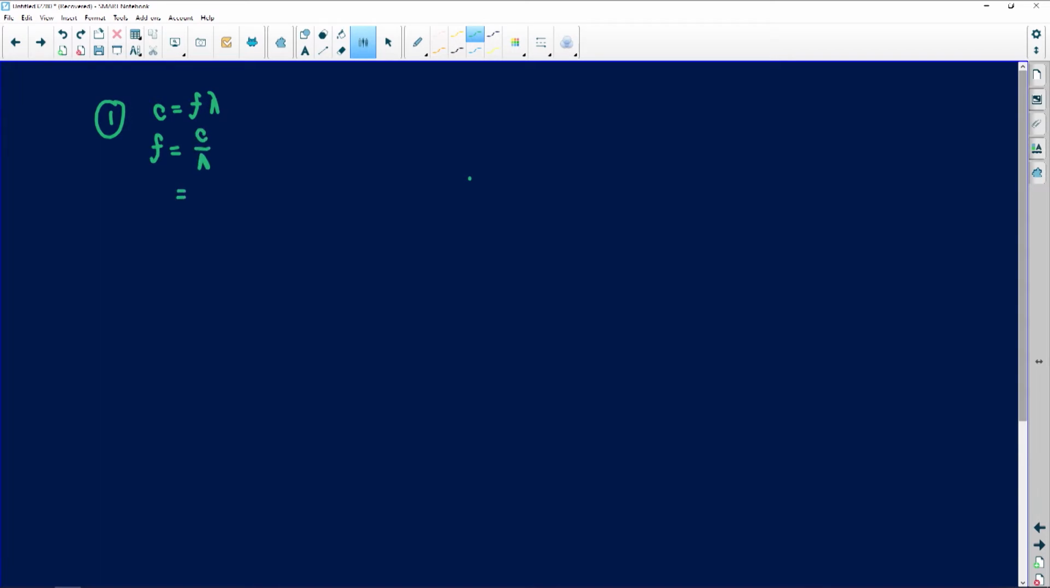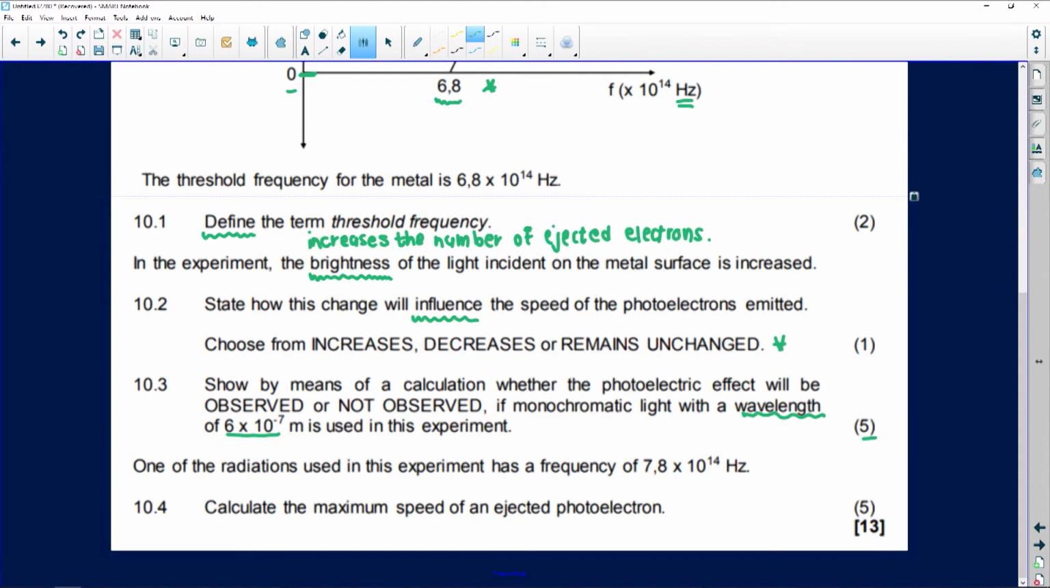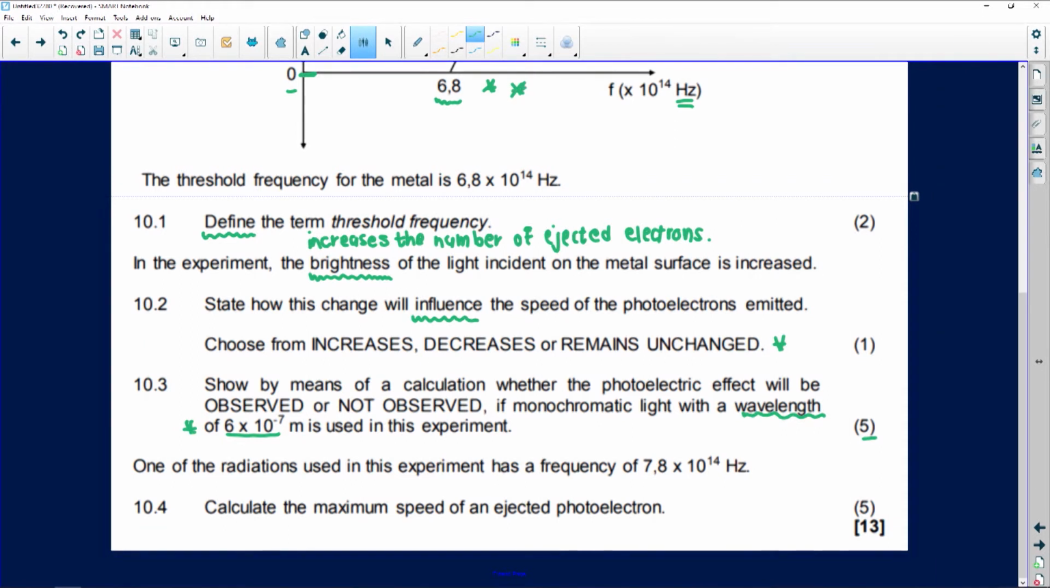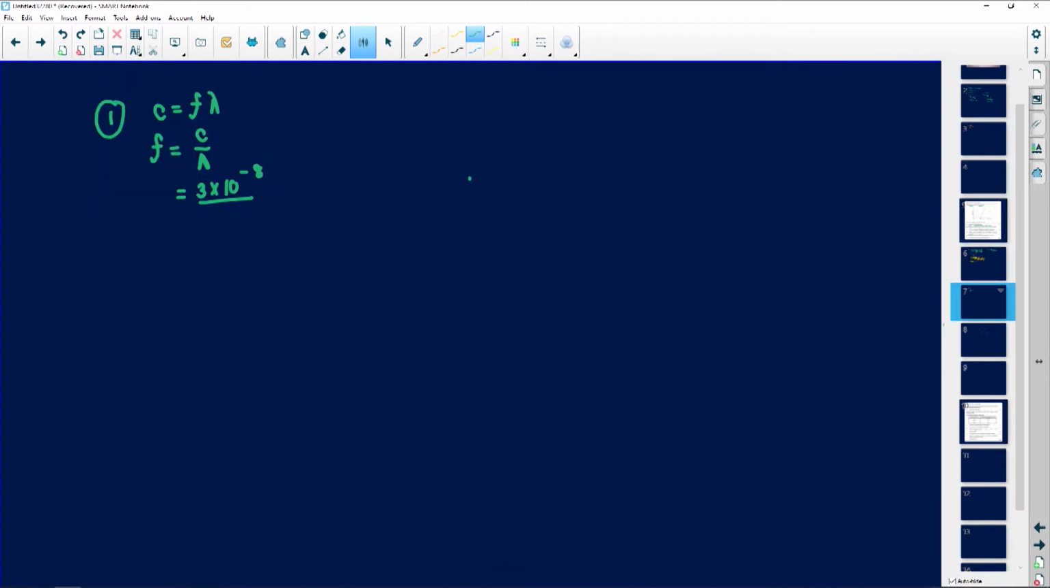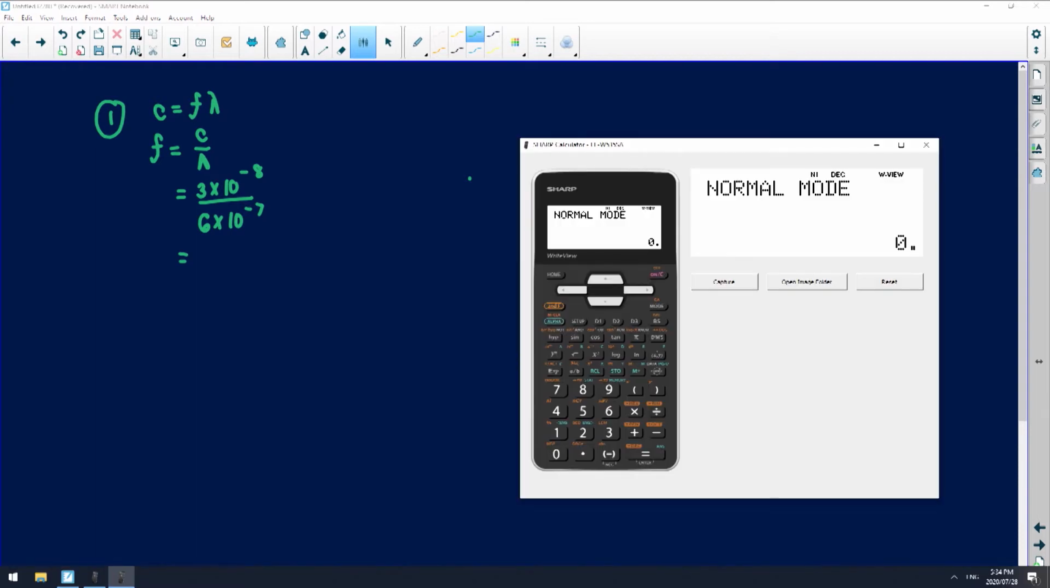Now c is the speed of light, which is 3 times 10 to the exponent 8, all over the lambda that I'm given here. They're telling me that this monochromatic light has a wavelength of 6 times 10 to the negative 7. So let's see what my frequency will be in correspondence to this wavelength.